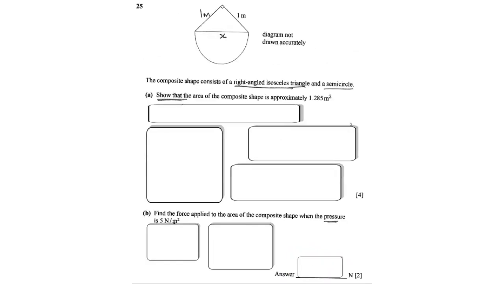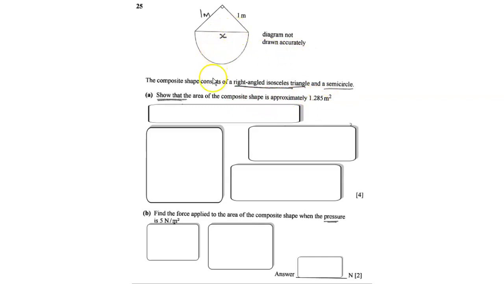So we're on to the last question, which is 25. And this one says it's a composite shape. It consists of a right-angled isosceles triangle. So that means that these two sides would be the same. That's why I've got 1 metre next to that. And a semicircle. Show that the area of the composite shape is approximately 1.285 metres squared.